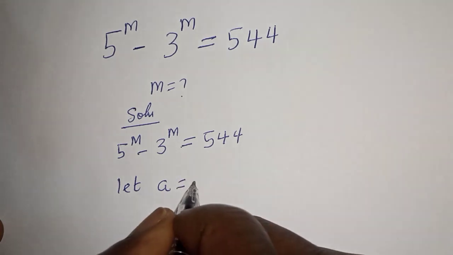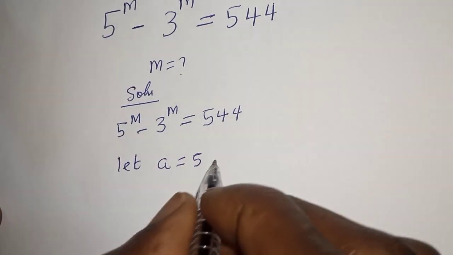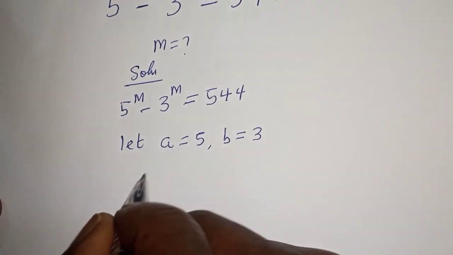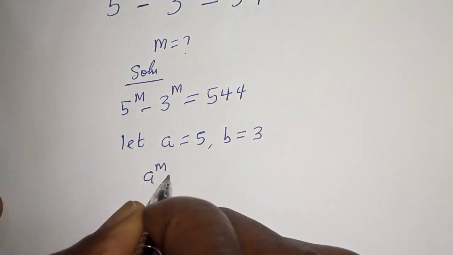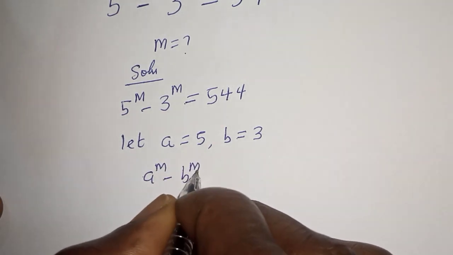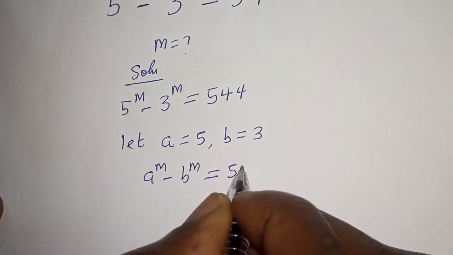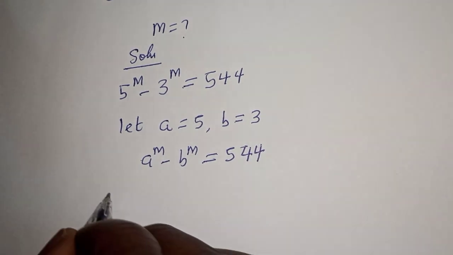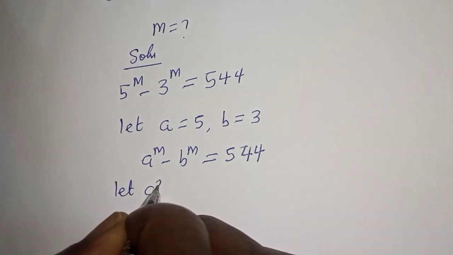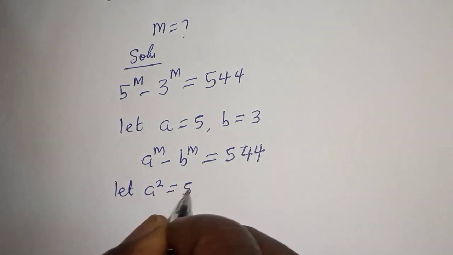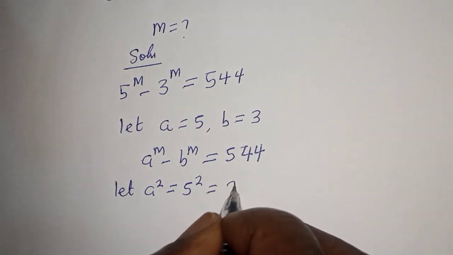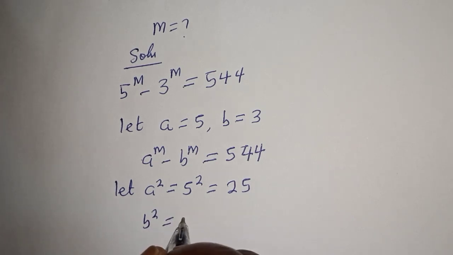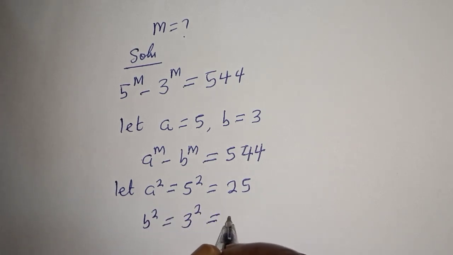a is equal to 5 and b is equal to 3. Therefore, a raised to power m minus b raised to power m will be equal to 544. Then also, let a square is equal to 5 square. This is equal to 25. And b square is equal to 3 square, which is equal to 9.